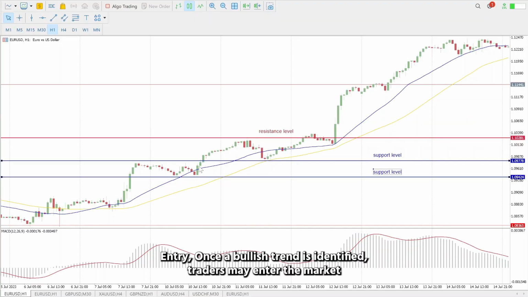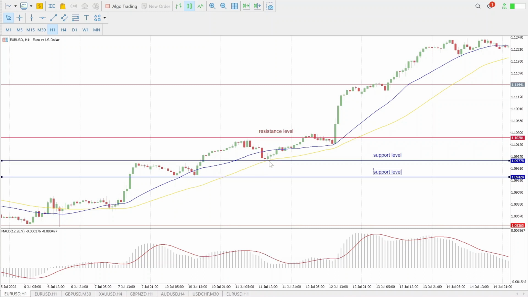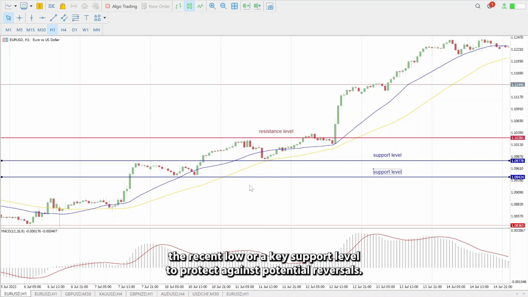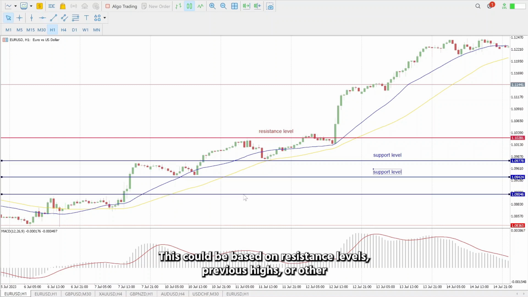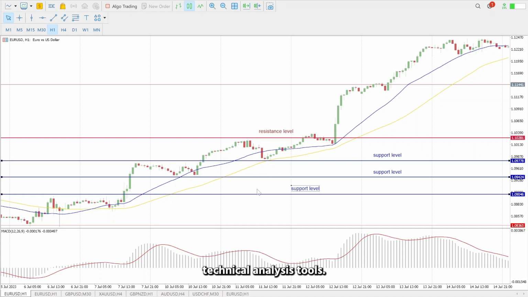Entry. Once a bullish trend is identified, traders may enter the market by buying the currency pair at a favorable price, such as a pullback to a key support level or moving average. Stop loss. Traders could place a stop loss order below the recent low or key support level to protect against potential reversals. Take profit. Set a target price where you plan to exit the trade and take profits. This could be based on resistance levels, previous highs, or other technical analysis tools.